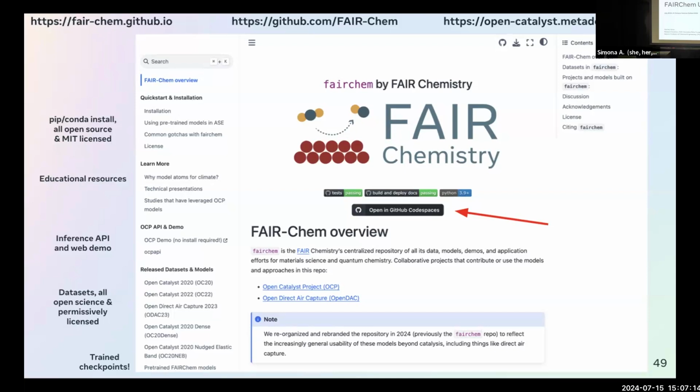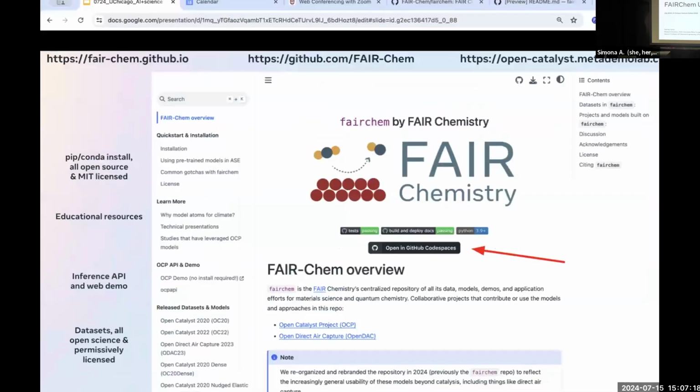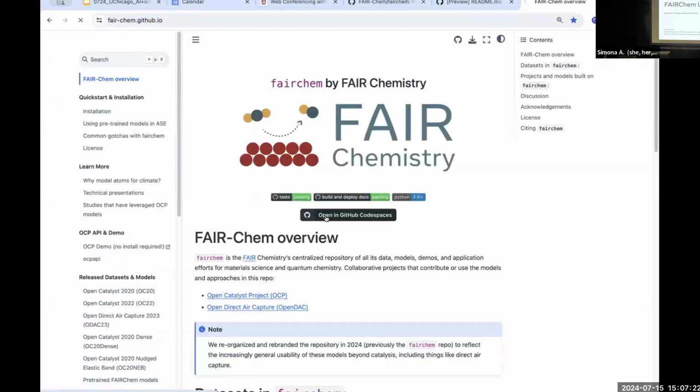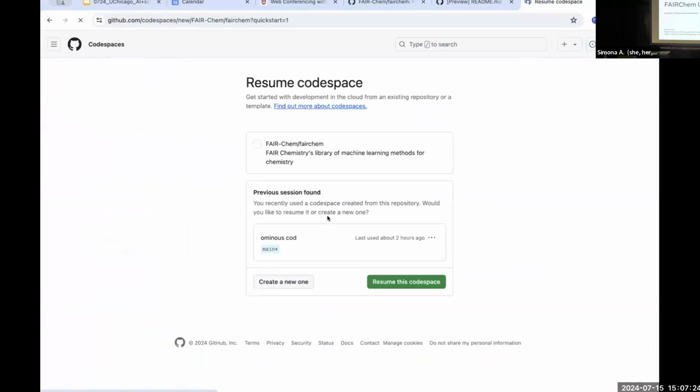The nice thing about Codespaces is basically it spins up a little virtual machine. And let me just show you exactly what's going to happen. It does the installation. I already have one.